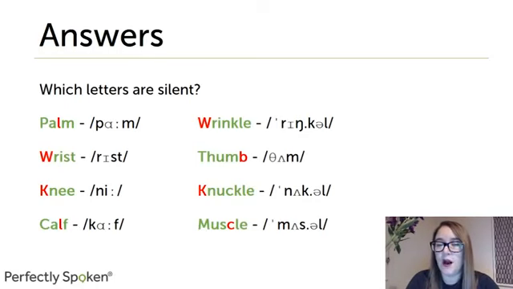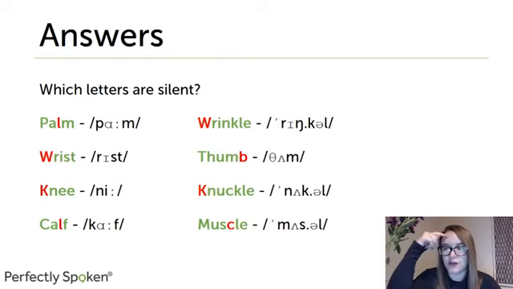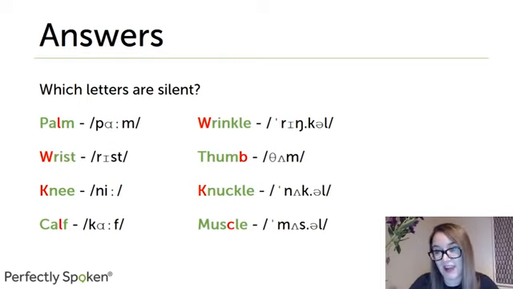So the first word, palm, the L is silent. You do not say palm. The L is not pronounced. Palm is this part of your hand. Second, wrinkle. Again, this is quite common in English not to pronounce the W. So we say wrinkle. Wrinkles are the fine lines on your face that you get as you age. These are wrinkles. Again, with wrist, we don't pronounce the W. We don't say wrist. The W is silent.